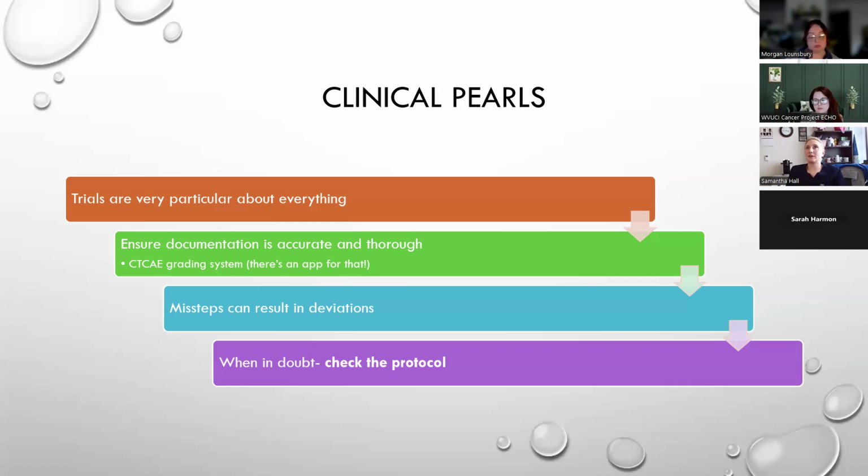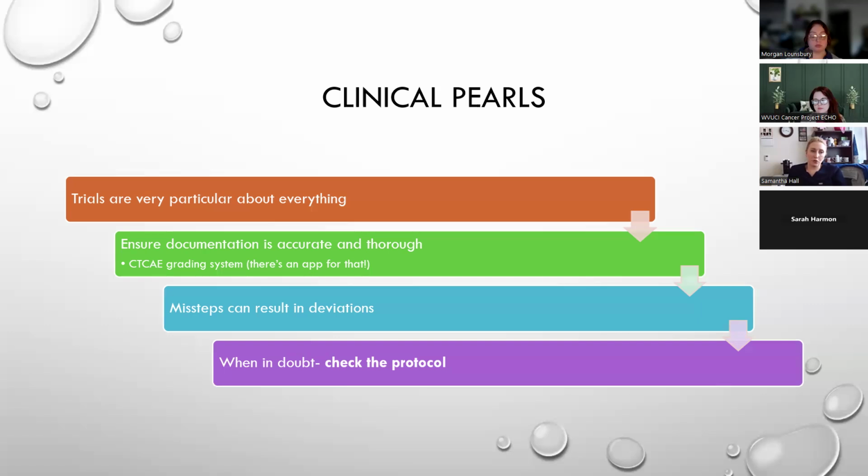So if a patient has diarrhea, you can type in the word diarrhea, and then it walks you through grade 1, 2, 3, 4, and then, well, grade 5 is usually death. But it walks you through all of those to tell you however many times they have diarrhea and whatever intervention you had to do, how to grade that, because that all has to be documented on trials.